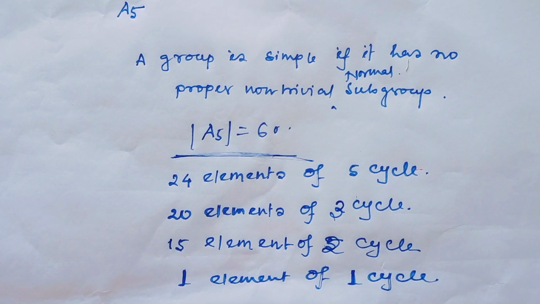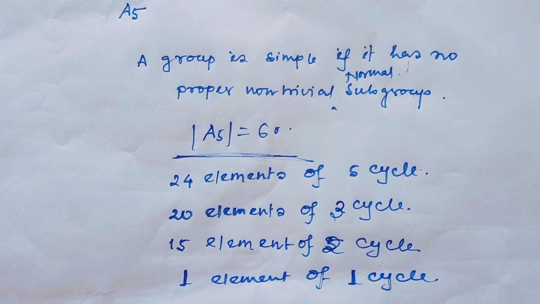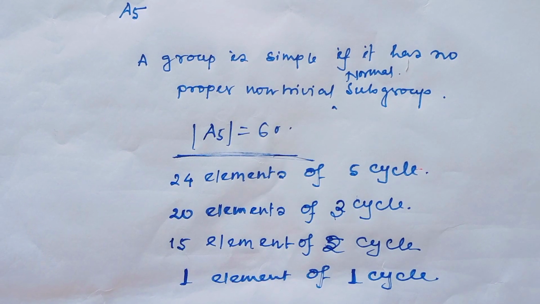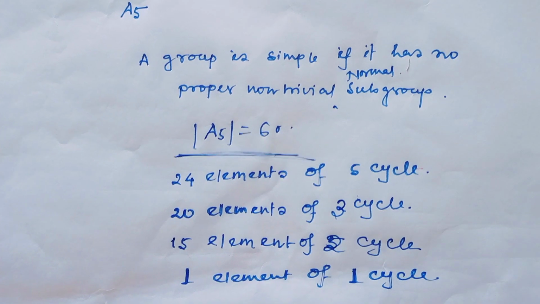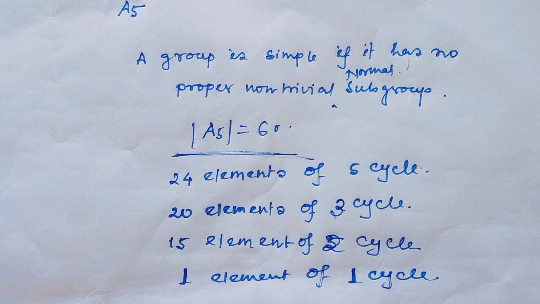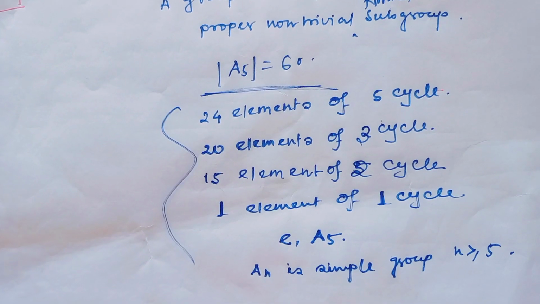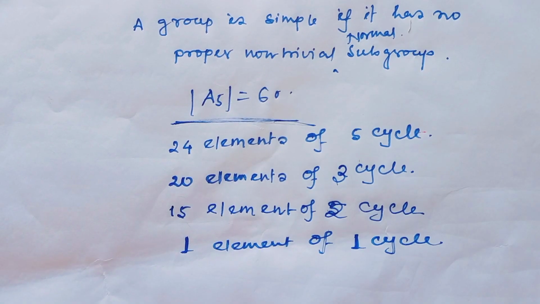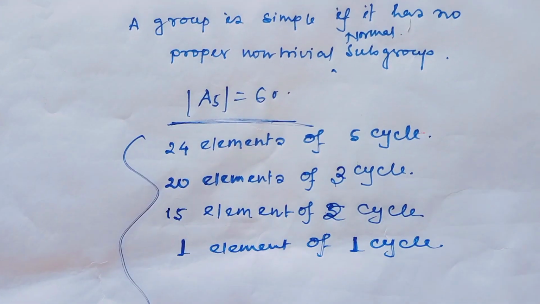Let's come back to our next goal. I will say the permutation group A5 is a simple group. And what is a simple group? We all know a group is simple if it has no proper non-trivial normal subgroup. In A5, we know there exist 24 elements of 5 cycle, 20 elements of 3 cycle, 15 elements of 2 plus 2 cycle, and 1 element of 1 cycle. This is the structure of A5.